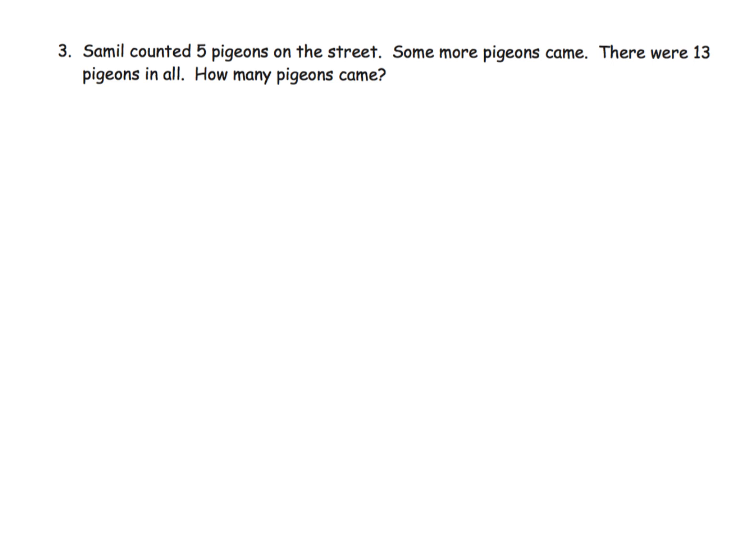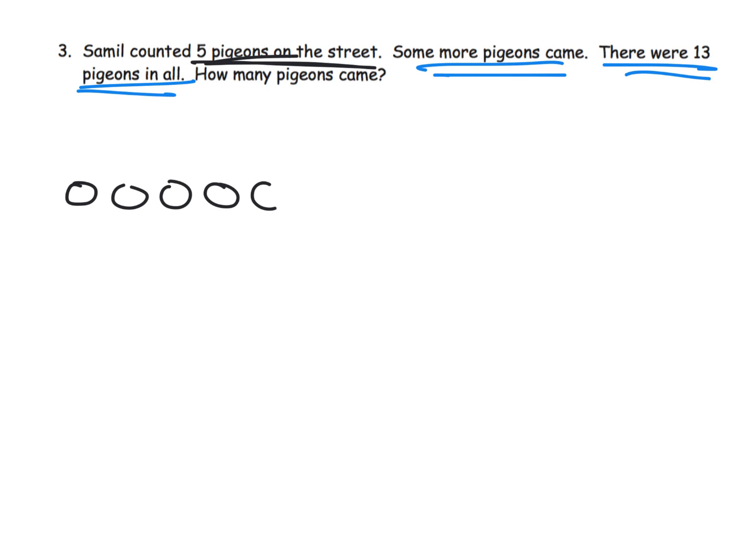So here's our second and last problem for this video. It says Samil counted 5 pigeons on the street right here. And then some more pigeons came, and there were 13 pigeons in all. How many pigeons came? So let's start with the 5 pigeons that we had on the street. 1, 2, 3, 4, 5.